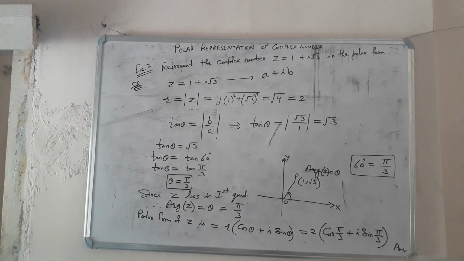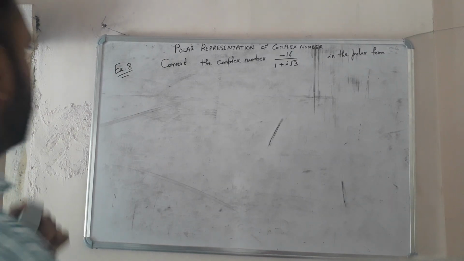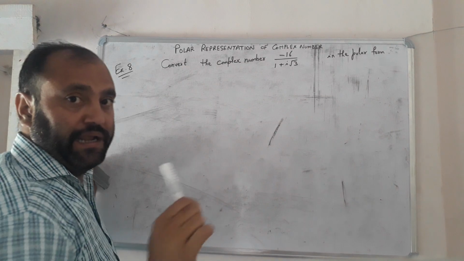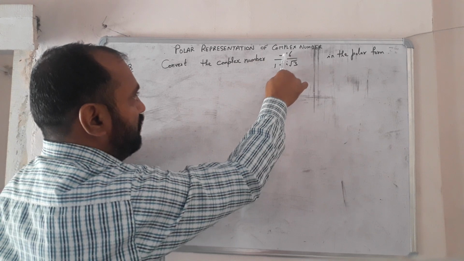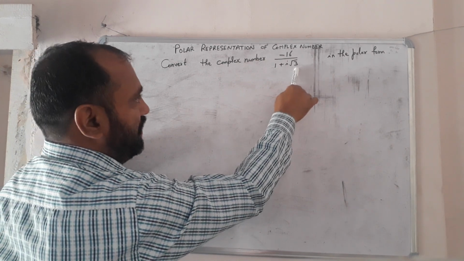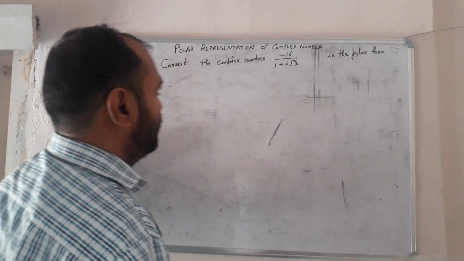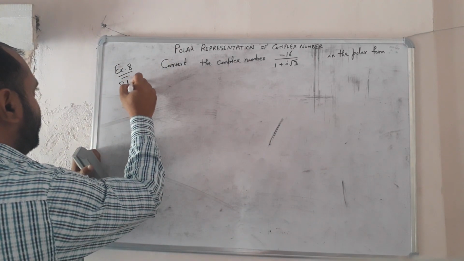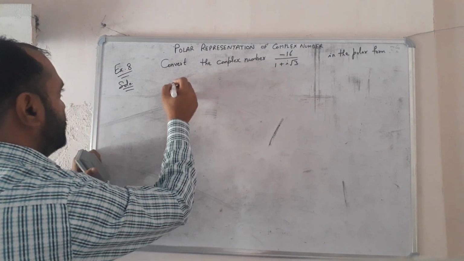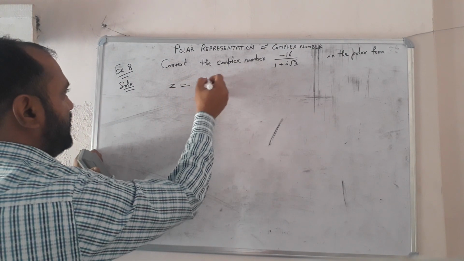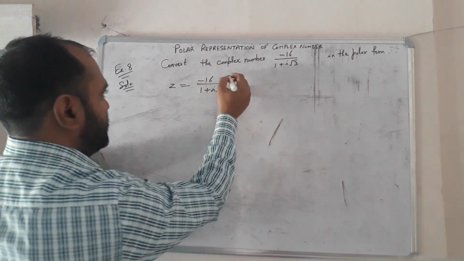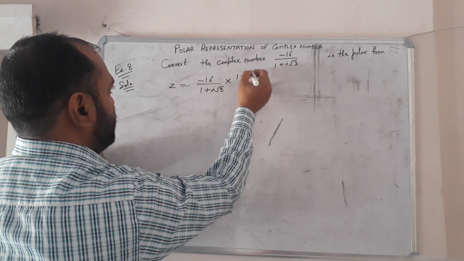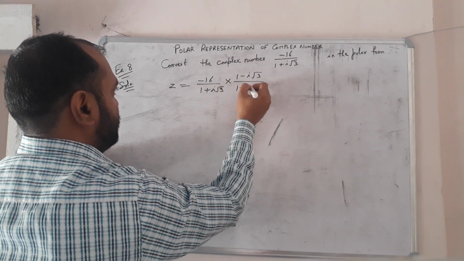Right? Let us do example number 8. We are doing example number 8 now. Convert the complex number minus 16 upon 1 plus iota root 3 in the polar form. So before converting it, we have to write here z is equal to minus 16 over 1 plus iota root 3. Firstly rationalize it. So multiplying and dividing it by 1 minus iota root 3.